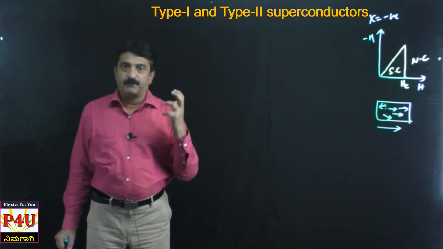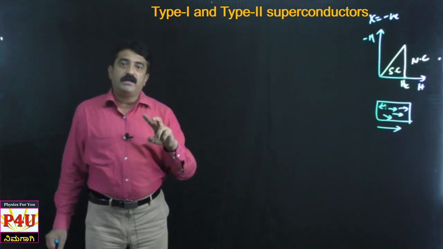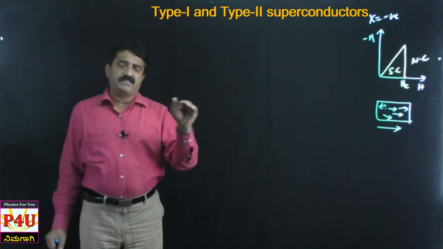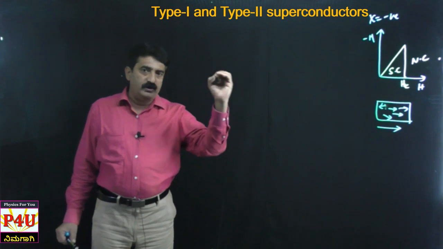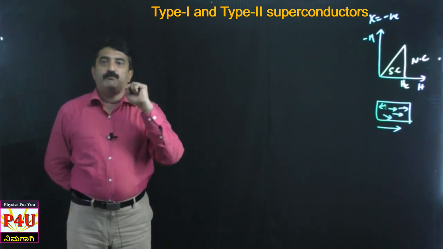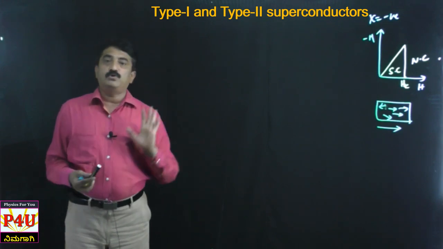Sir, is it possible to have two critical fields? Does it mean that the superconductor will lose its property twice? No, it is not like that. There is a difference. I will explain it. First, I am giving only the definition. If there is only one critical field, it is type 1 superconductor. If there are two critical fields, it is called type 2 superconductor.